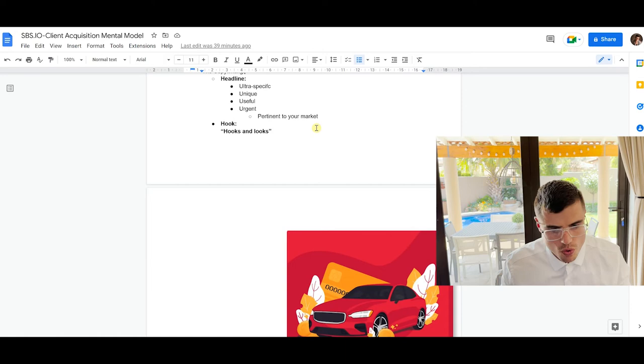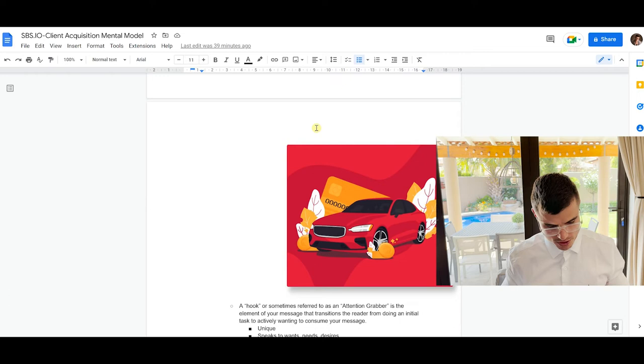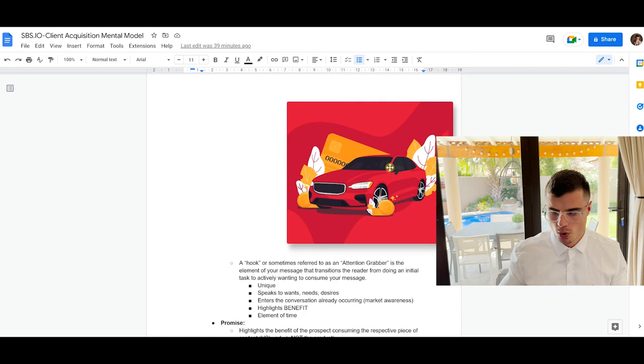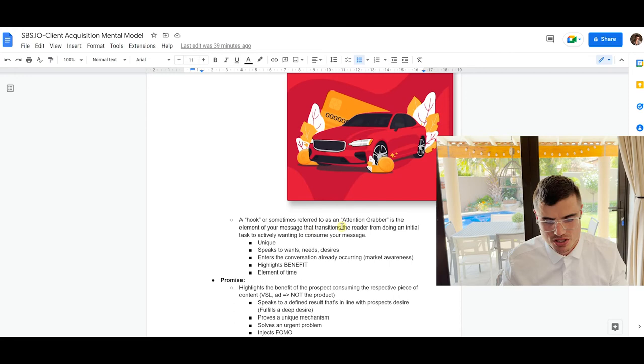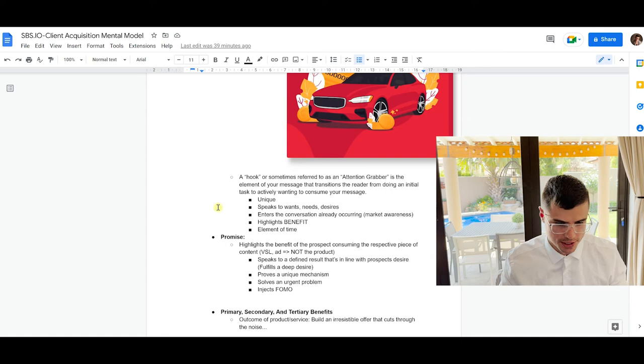So you have the hooks and looks, right? So specifically with hooks and looks, this could be yourself. If you're an attractive gentleman, if you're an attractive lady, then you can use that to your advantage within things you do. But the most aware of this is when people use some kind of a car in the background, or, you know, a hook is sometimes just referred to as an attention grabber, right? The Maybach attention grabber, the Ferrari attention grabber, right?